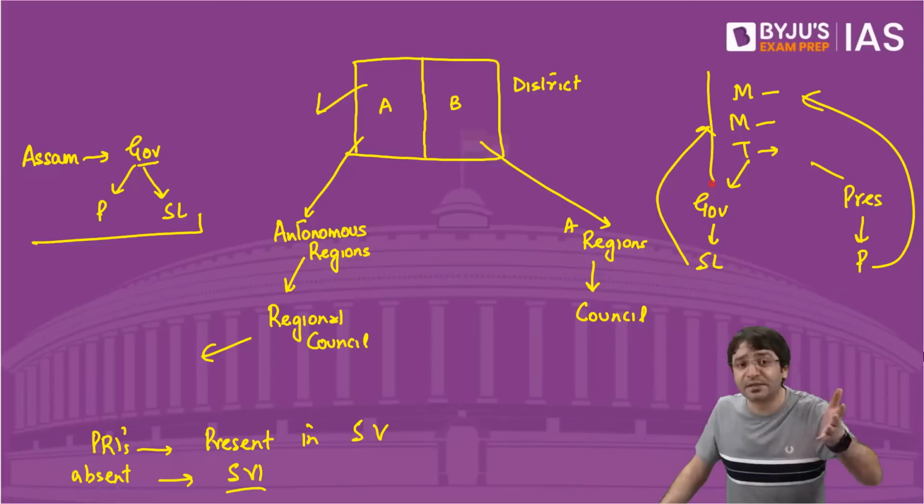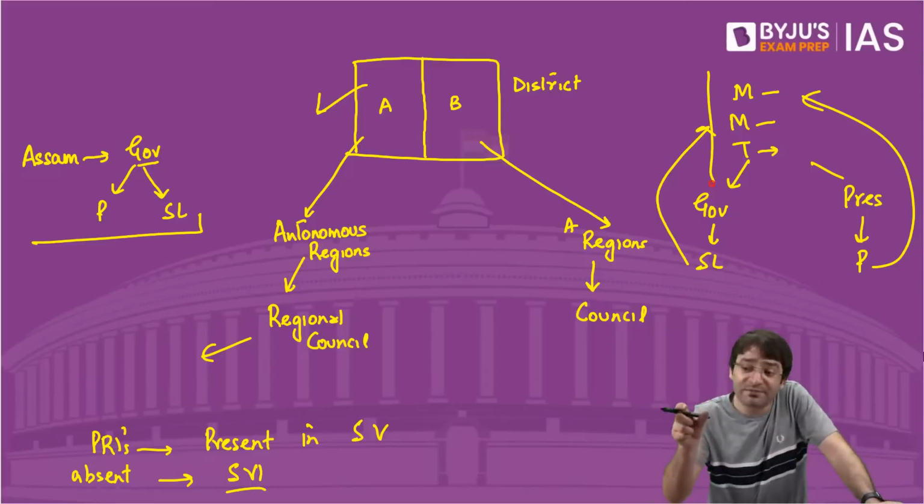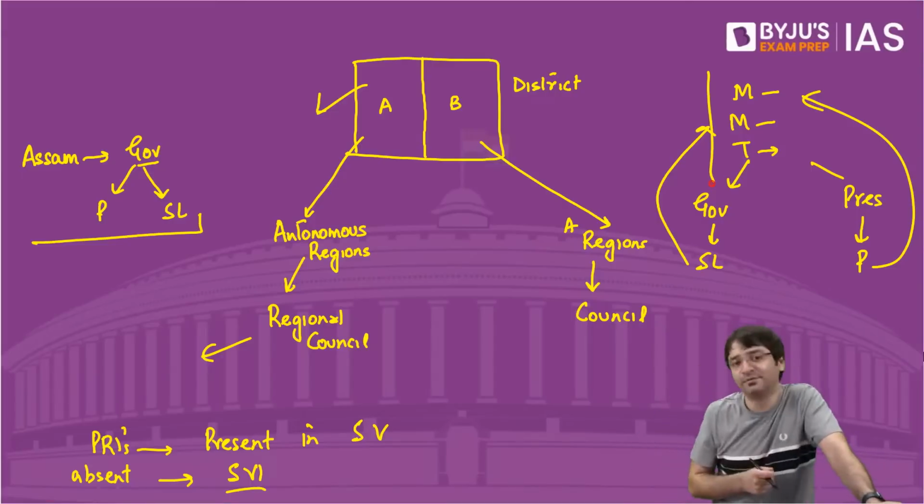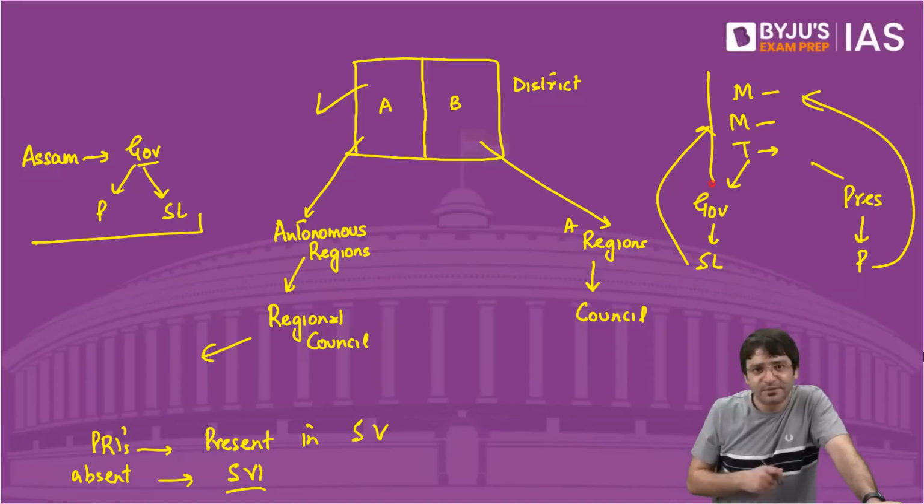Sir, why are they present in Schedule 5 areas? Because Tribes Advisory Council is not a democratic body. Clear?